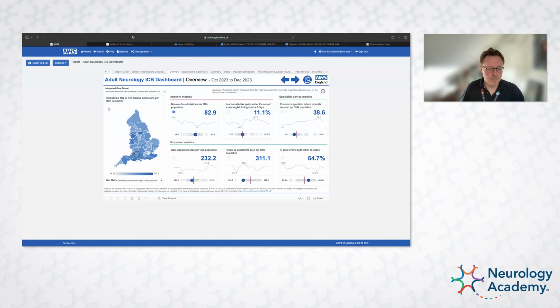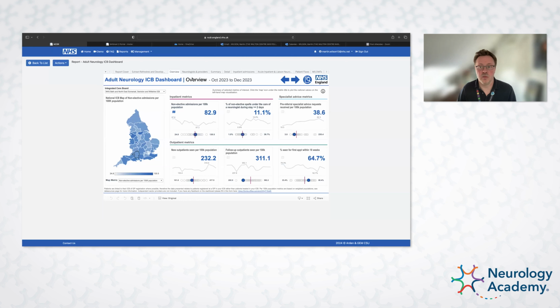So the landing page is this overview tab. So if you look at the top here, there's various tabs that you can go through. You can navigate those with those two big arrows at the top. Those just navigate you through these tabs, or you can just click on the tabs as you run the browser.